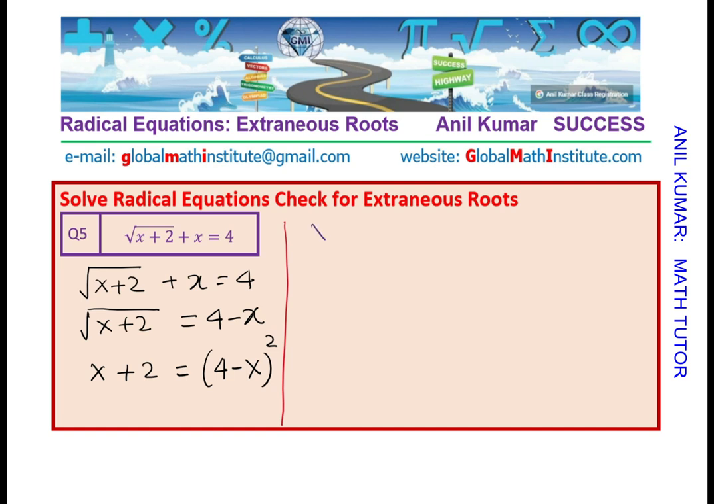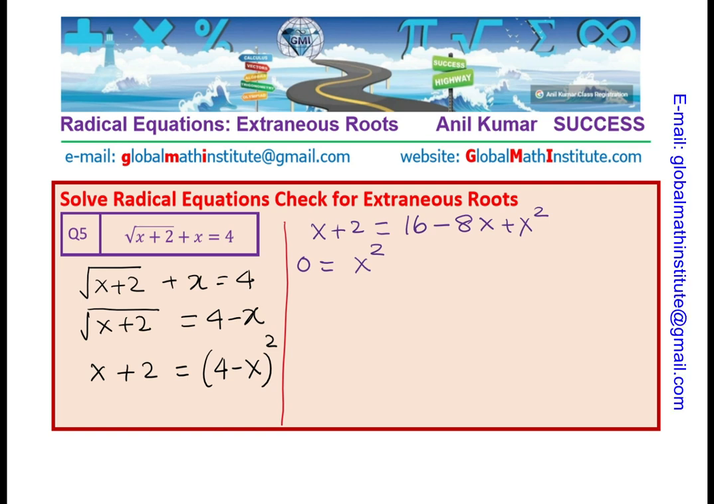X plus 2 on the left side, and on the right side, 4 minus x whole square expanded. We get 4 square, which is 16, minus 2 times 4, 8x, plus x square. Now bring all the terms to one side. I always prefer to keep x squared positive, so I'm going to take everything to the right hand side and rewrite them with powers highest first.